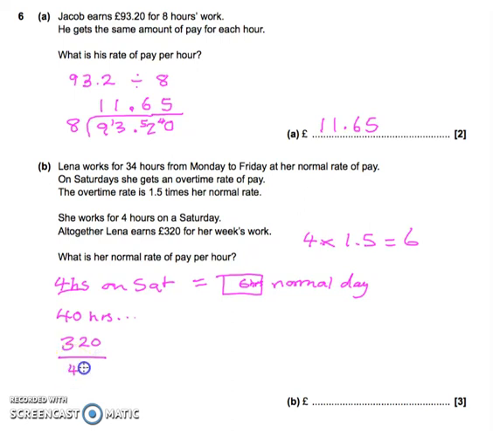Again, that is pounds, and that is hours. So units are important because we're getting pounds per hour. Think of this line meaning pound per hour. And to do this calculation, simply knock the zeros off. You've got 32 divided by 4. 32 divided by 4 is 8. So £8 per hour for her normal rate of pay.